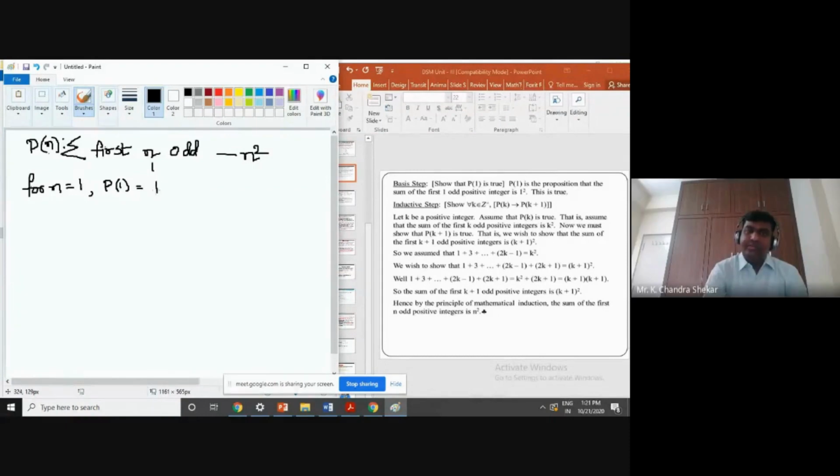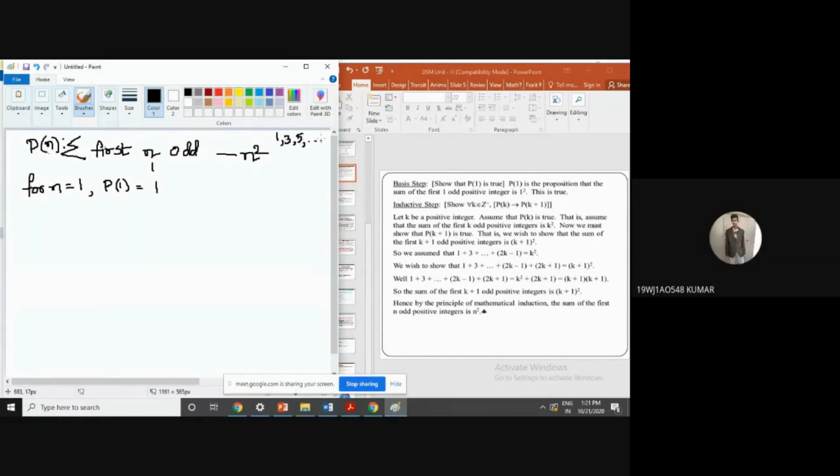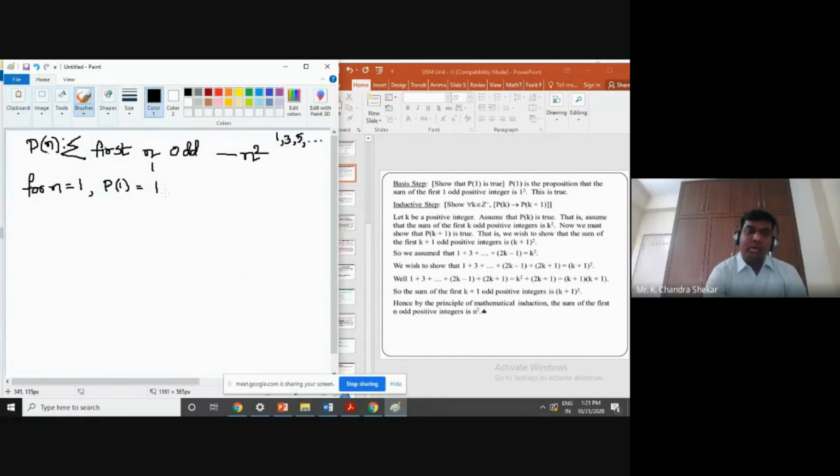One itself. Okay. 1 is the first odd positive integer. What are the odd numbers? I'm saying positive numbers. So what are the odd numbers? Starting with 1, then 3, then 5, and so on, 7. Okay. So the first odd positive integer is 1. Now if I ask the sum of, then I have only one element. So p of 1 is 1 only.